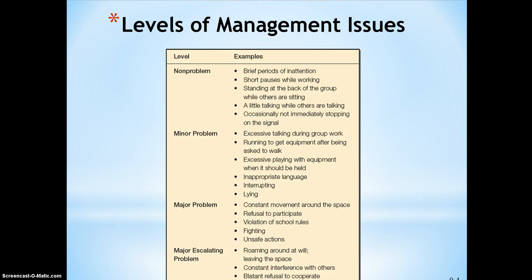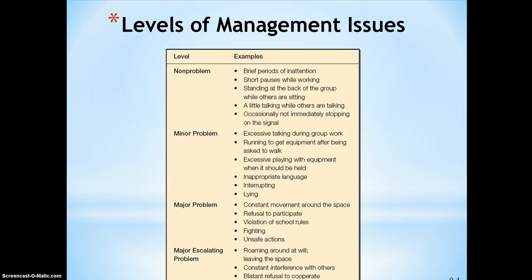So the question becomes, how do you handle non-problems? If it takes a lot of your time and it's distracting you from doing your job, you may want to consider strategies to be able to handle non-problems more effectively. Number 2, minor problems. The question is, when do minor problems become major problems?